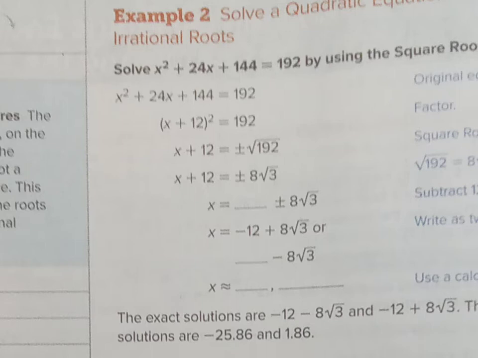Okay, and you can always go through the steps. We're going to take the square root of both sides. Notice that they got the plus or minus square root of 192. Very important to get both of them.